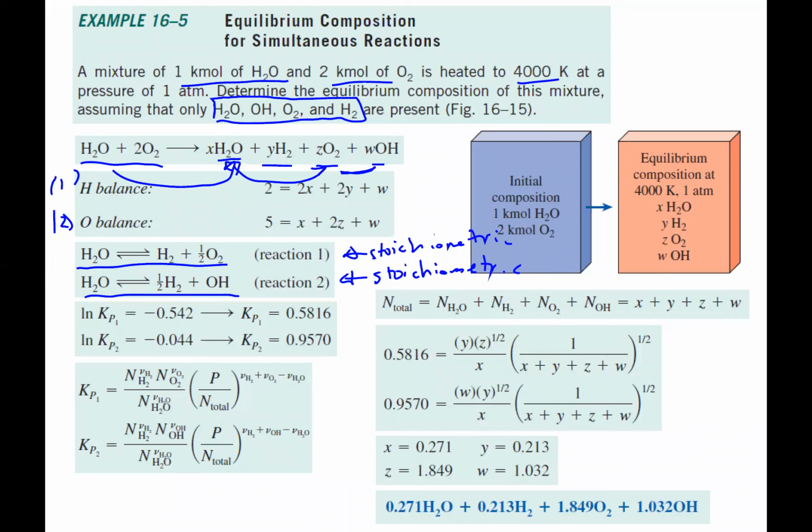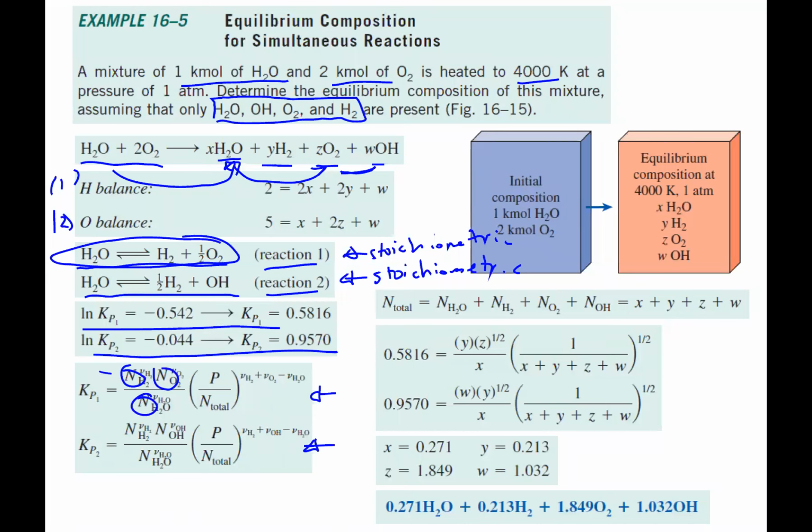All right, so at 4,000 Kelvin, they went and grabbed the equilibrium constant from the back of the book, and then they set up the equilibrium equation for each of those, reaction 1, reaction 2. Okay, for reaction 1, this tells us how to set it up. The moles just comes from our X, Y, Z, and W. Okay, so that's where that comes from. The stoichiometric coefficients, again, come from the stoichiometric reaction. Okay, so plugging in, N total is X, Y, Z, W.